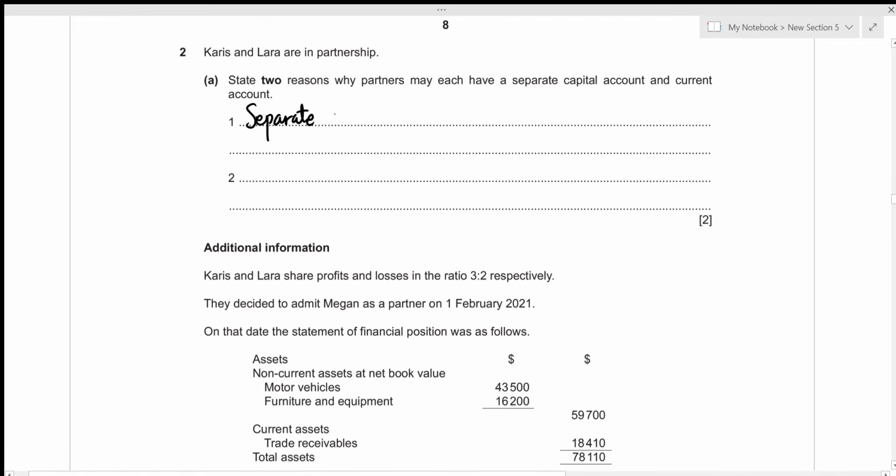So separate capital accounts to show the permanent investments made by each partner.